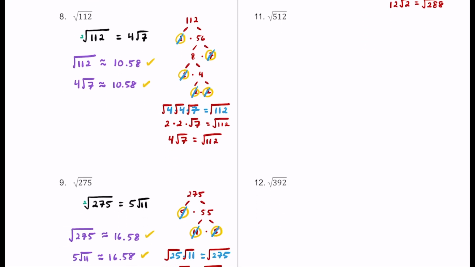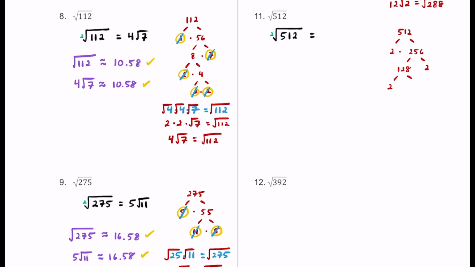For number 11, we have the square root of 512. Okay, this is pretty big. Let's take this 512 and take the square root of it. Again, there's an invisible 2 here. Let's see if we can break down this 512 to find some factors that are perfect squares. So 512, we can do 2 times 256.